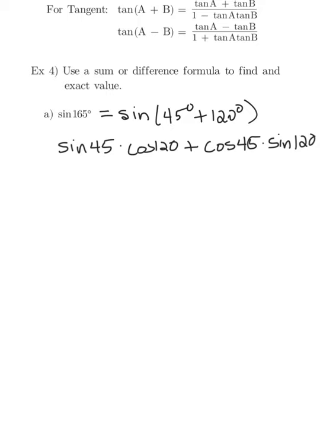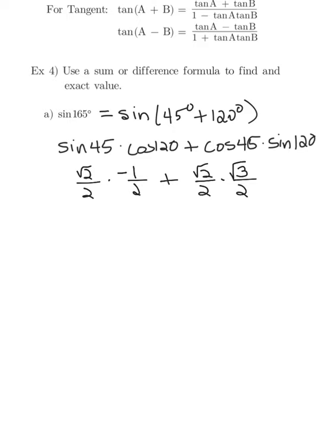The sine of 45 degrees is square root of 2 over 2 times the cosine of 120 degrees, which is negative 1/2. We're going to add to that the cosine of 45 degrees, which is also square root of 2 over 2, times the sine of 120 degrees, which is the square root of 3 over 2.